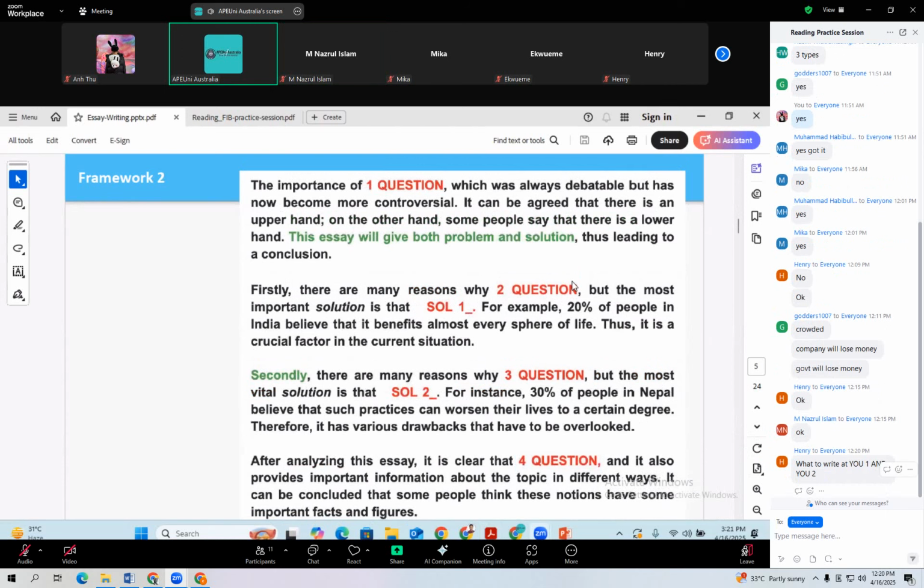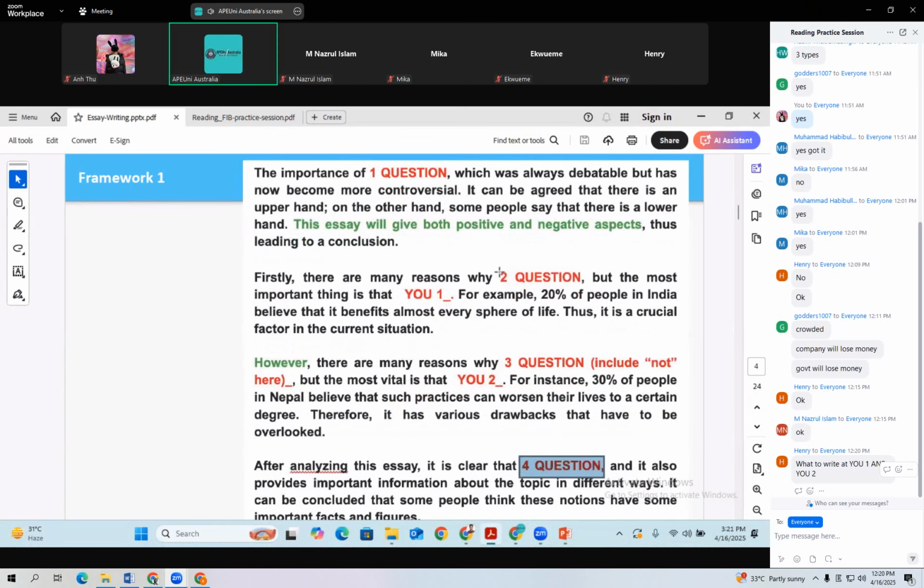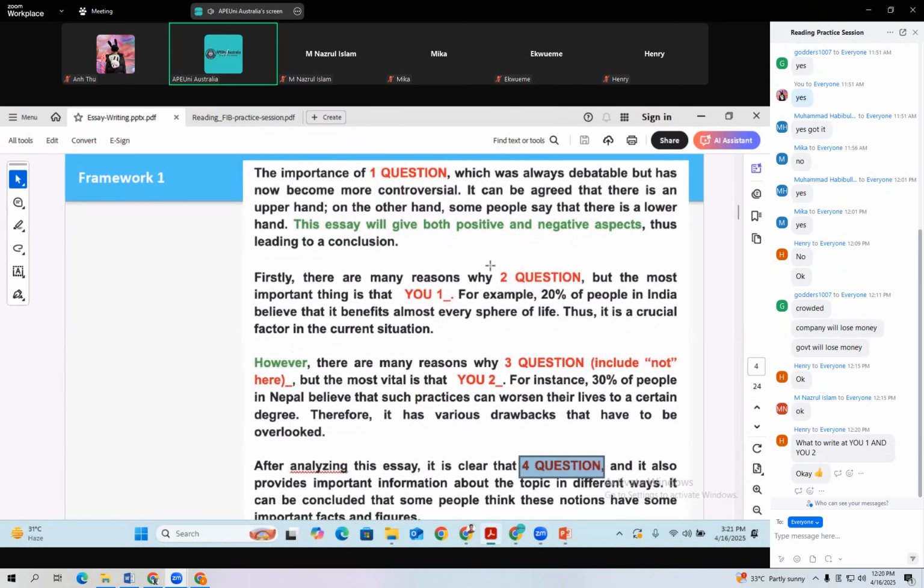So basically U1 and U2 is your own opinion. Whatever you have written in question 2 and question 3, you have to give some justification, right, Henry? Let's say our question was public transportation should be free for all. So you have written that same thing in question 2. So you have to give a justification of why public transportation should be free for all. You might write that poor people will get benefited. That is one justification.